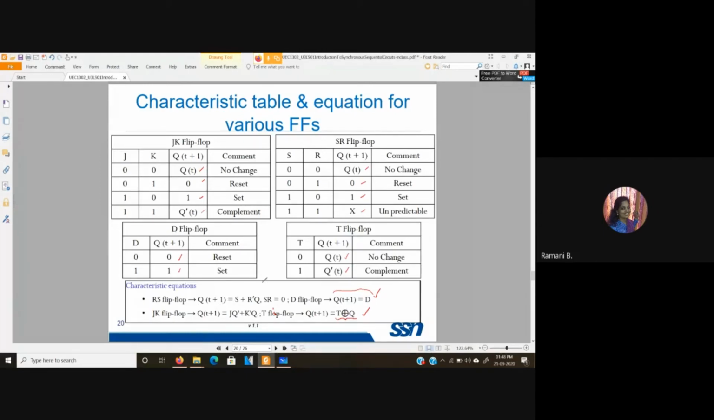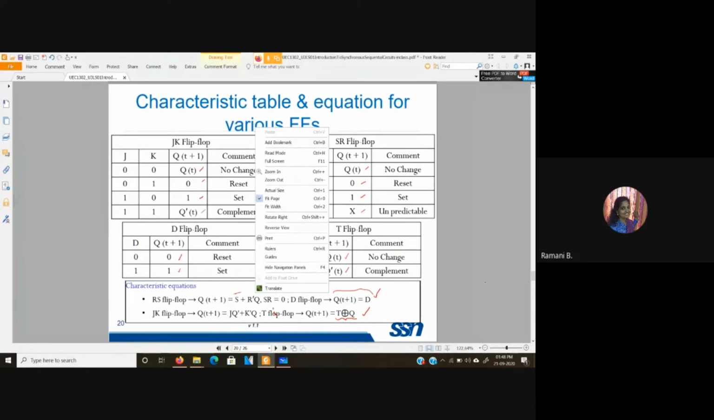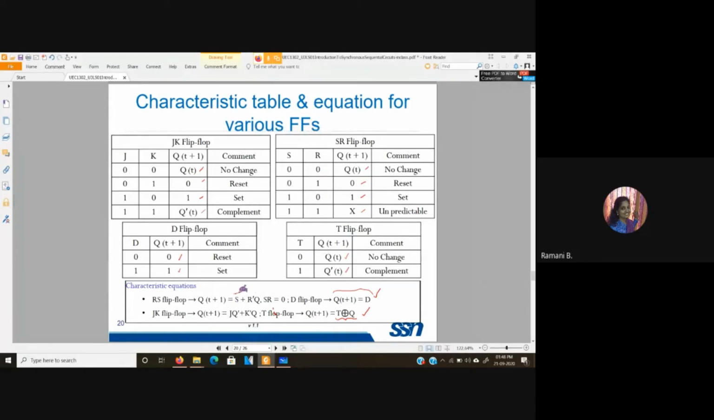For the RS or SR flip-flop, you can give this as S plus R bar Q, and you have an additional condition that SR is equal to 0. That is, you cannot have both S and R values to be 1. So this is the added condition over here. With the JK flip-flop, we have J Q bar plus K bar Q. This slide actually concisely covers everything you need to remember with respect to these 4 types of flip-flops.